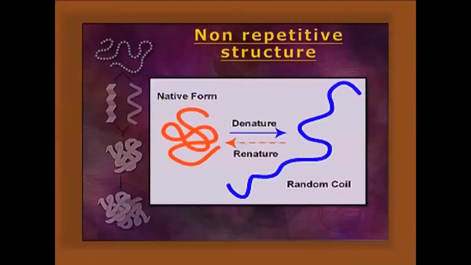Random coil means totally distorted, okay. So they may contain native structure, they may contain disintegrated structure, okay. All sets are together. They may be flipped anytime, may be twisted to any structures anytime. So these all are the non-repetitive structures.